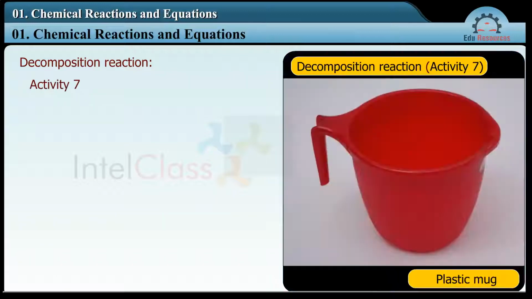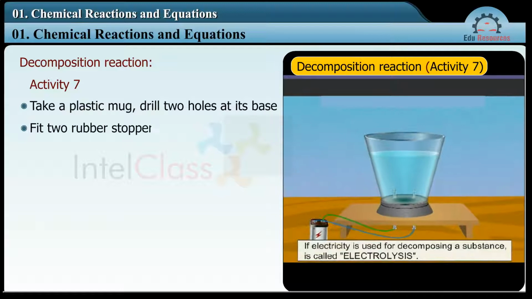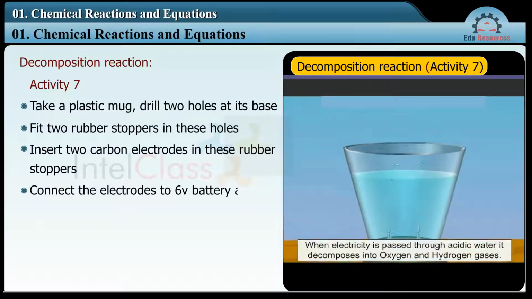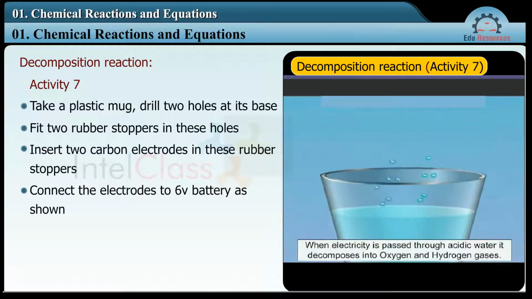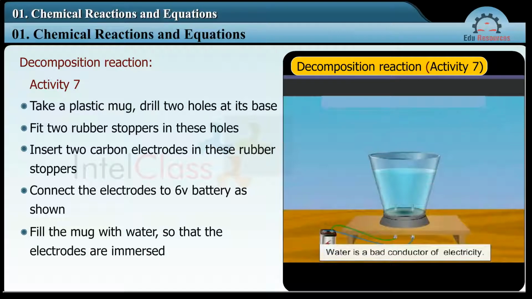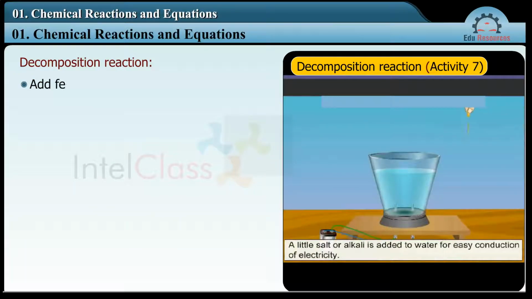Activity 7. Take a plastic mug, drill 2 holes at its base. Fit 2 rubber stoppers in these holes. Insert 2 carbon electrodes in these rubber stoppers and connect the electrodes to a 6-volt battery as shown. Fill the mug with water so that the electrodes are immersed. Add a few drops of dilute sulfuric acid to the water.